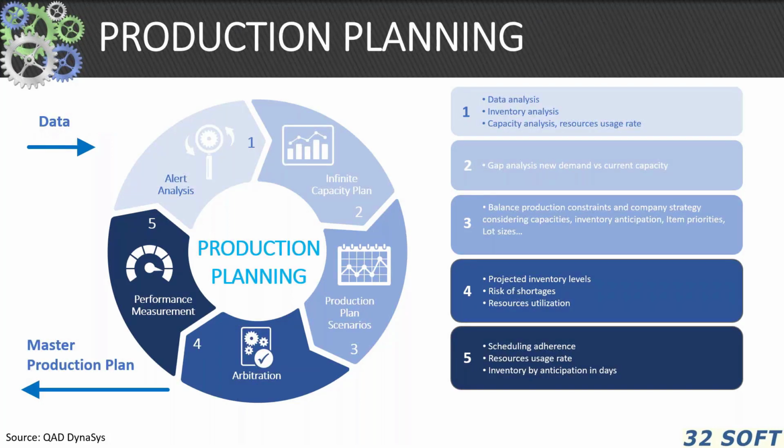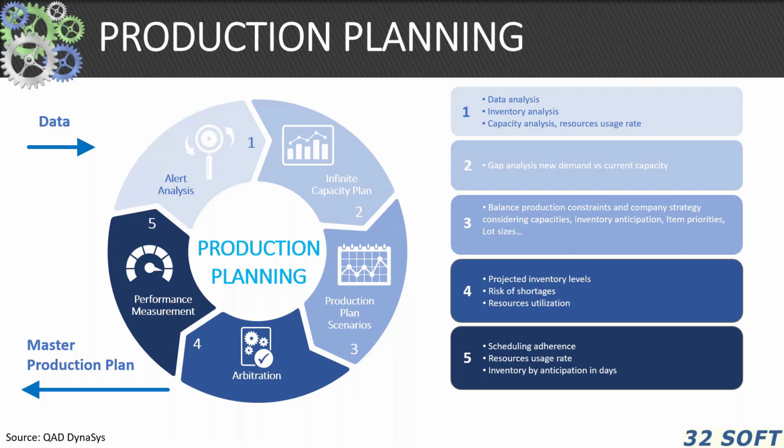Production planning in DynaSys has an analysis of inventory by anticipation in days, capacity analysis with resource usage rates. It considers gap analysis between new demand and current capacity and balances production constraints and company strategies, considering capabilities, inventory anticipation, item priorities, lot sizes, and other considerations.